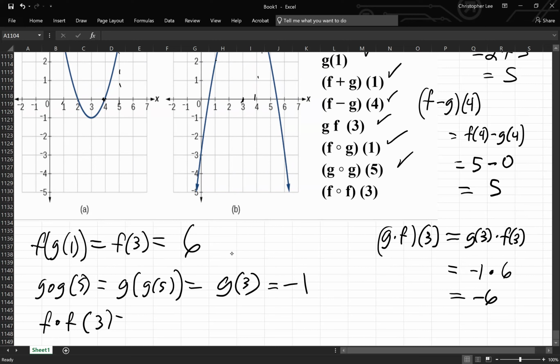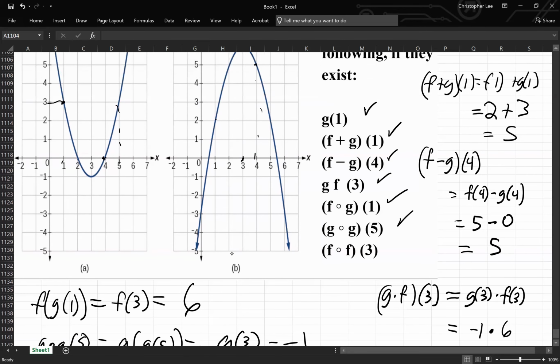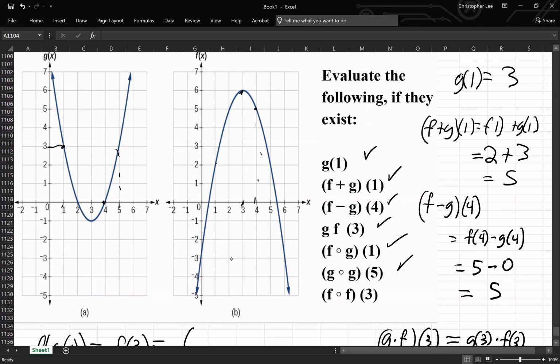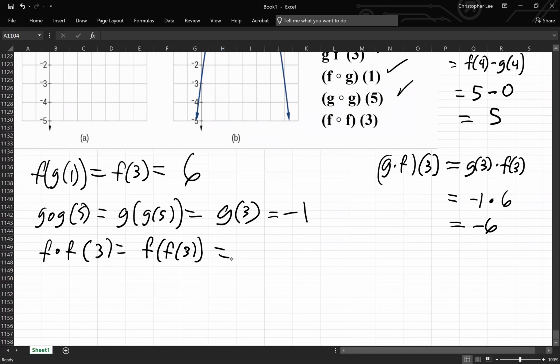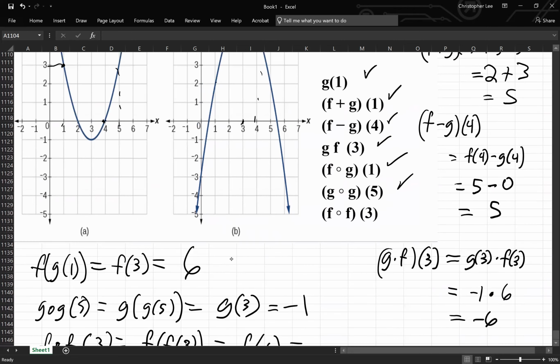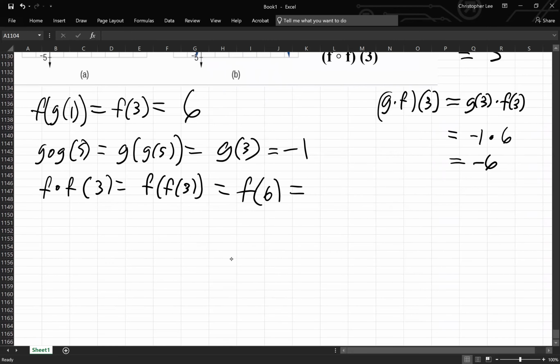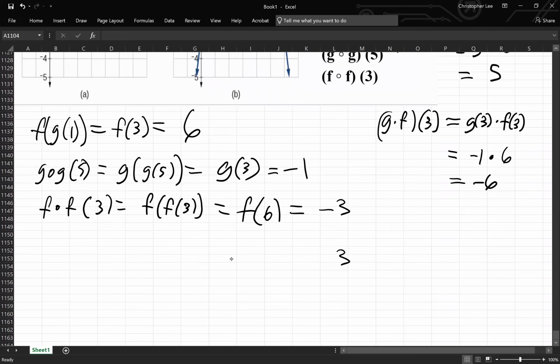Last but not least, f of f of 3. What does that mean? That means I want to know what is f of 3. So when x is 3, this is going to be 6. This becomes f of 6, which is, when it goes to 6, this is going to be -3 right here. And that's it.